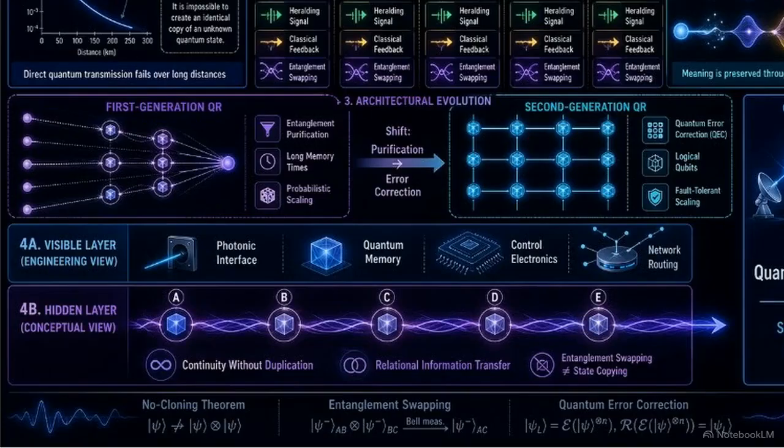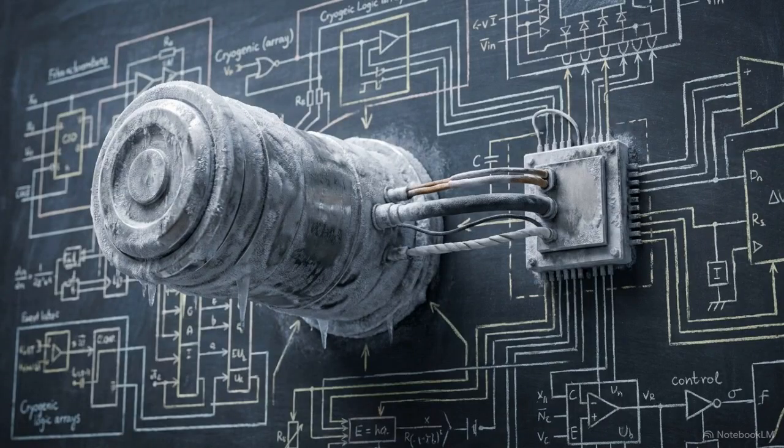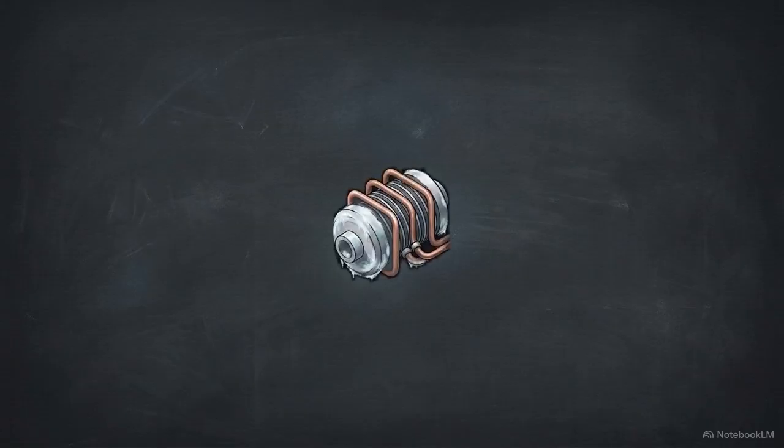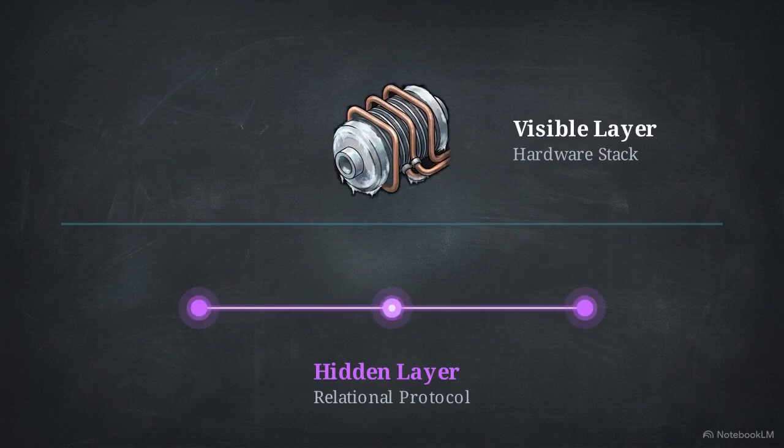This diagram outlines the repeater architecture. Panel 4 isolates the visible layer, the hardware stack, from the protocols running beneath it. Each repeater node requires specialized hardware, quantum dot interfaces, superconducting detectors, and complex cryogenic quantum memories to synchronize the states. While engineering this visible hardware, particularly the 4 Kelvin cryogenic cooling requirements, is a primary scaling bottleneck, the utility of the repeater depends on the protocol running beneath it.